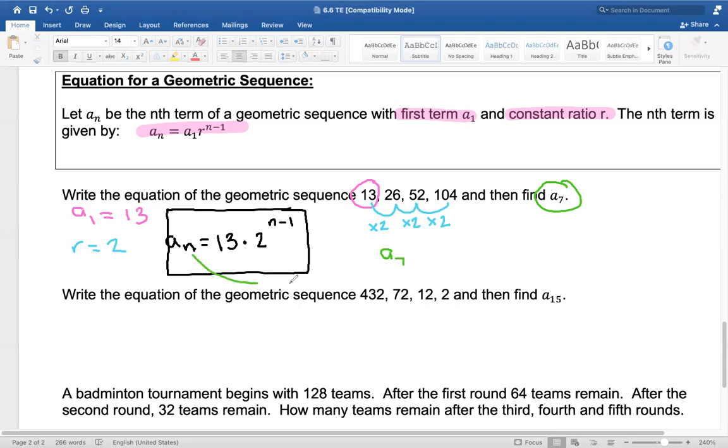Okay, so again, compare these two. n is equal to 7. A sub 7 equals 13 times 2 to the 7 minus 1 power. Now, big thing here, remember PEMDAS. We're going to do exponents first, and deal with everything in there. So this is the same thing as 13 times 2 to the 6th power, 7 minus 1. Do your exponent, simplify this down, and you get 832.